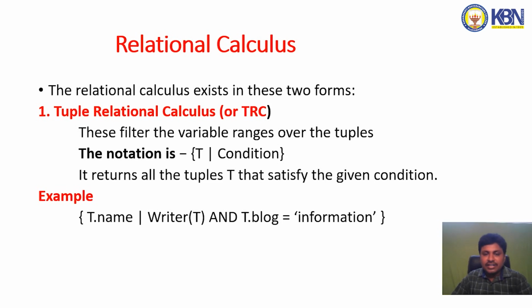Example: we write tuple T dot name, or T dot book, that means information. Then we get the tuple relational calculus.